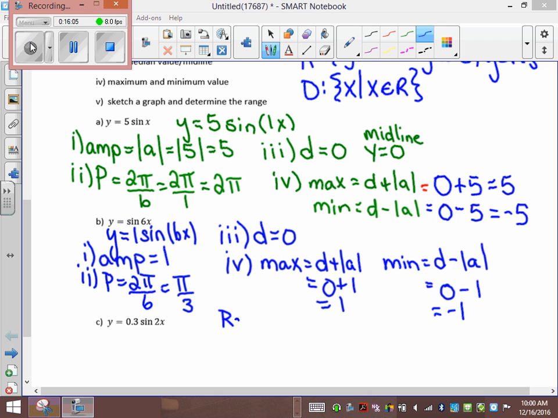And then your range is always y such that my minimum, which is -1, is less than or equal to y is less than or equal to 1. You always state the low one first, then go to the high one. It's never the other way. Don't ever do that. Okay?